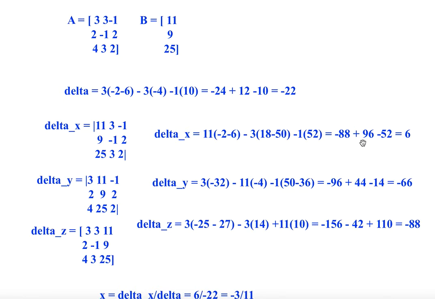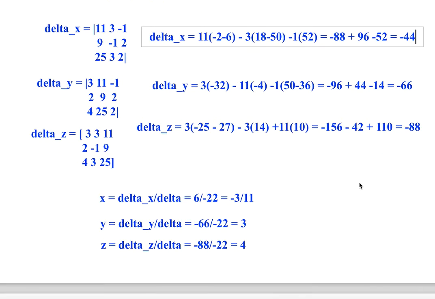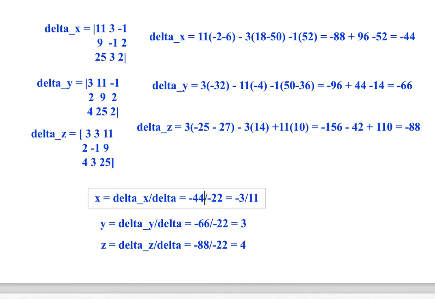88 plus 8 is 96. So 8 remains. Give 2, 50. 6 remains here. 44. See, that is also a multiple of 22, right? So minus 44 by minus 22. How much will it be? 2.